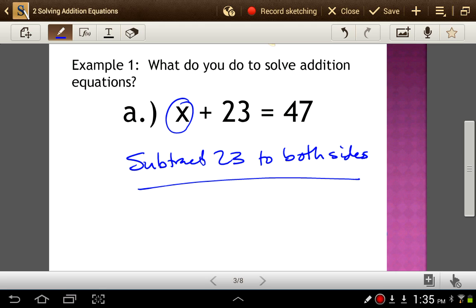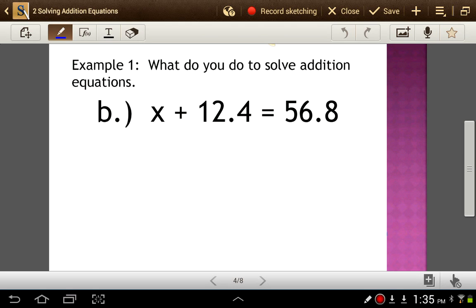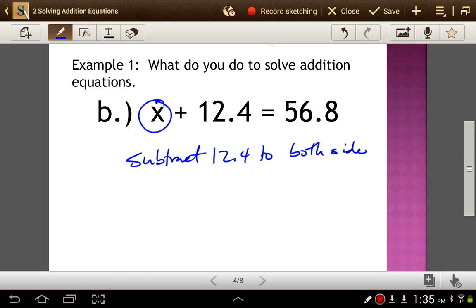Example B. What do I do to solve x plus 12.4 equals 56.8? Again, here's my variable, and I'm adding 12.4. I'm going to undo that, so I'm going to subtract 12.4 from both sides. For the first couple, you just have to explain what you need to do to solve them. That's example 1. If you need to pause, go ahead. Otherwise, I'm moving on to example 2.